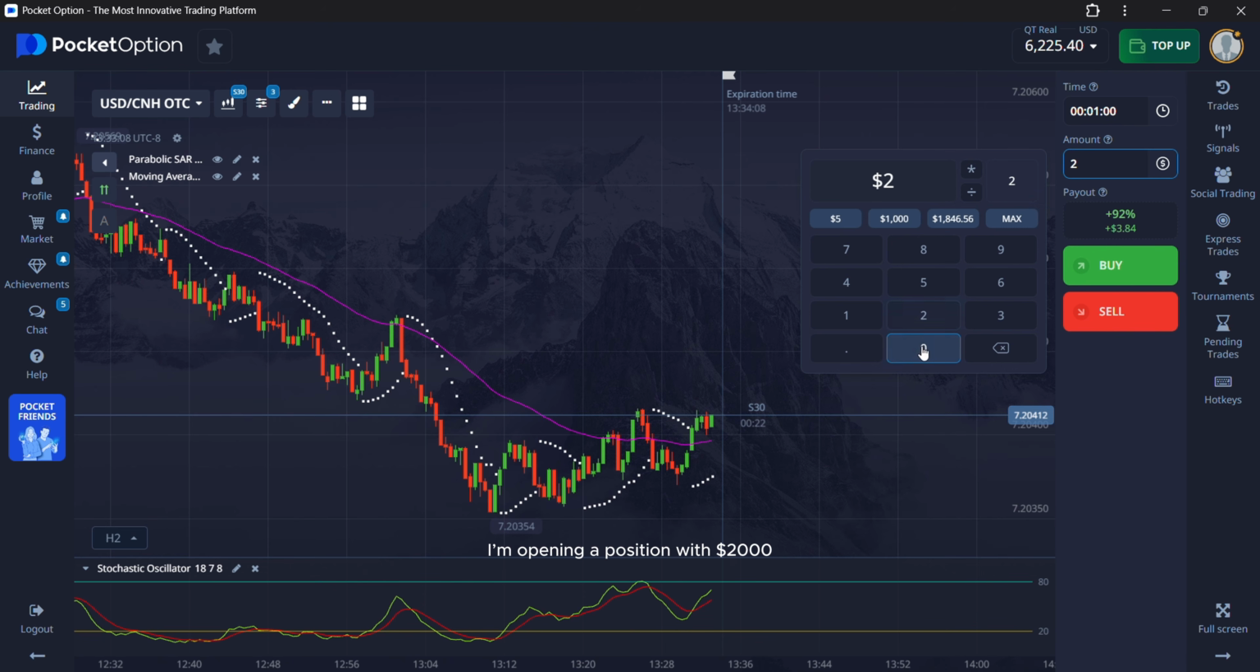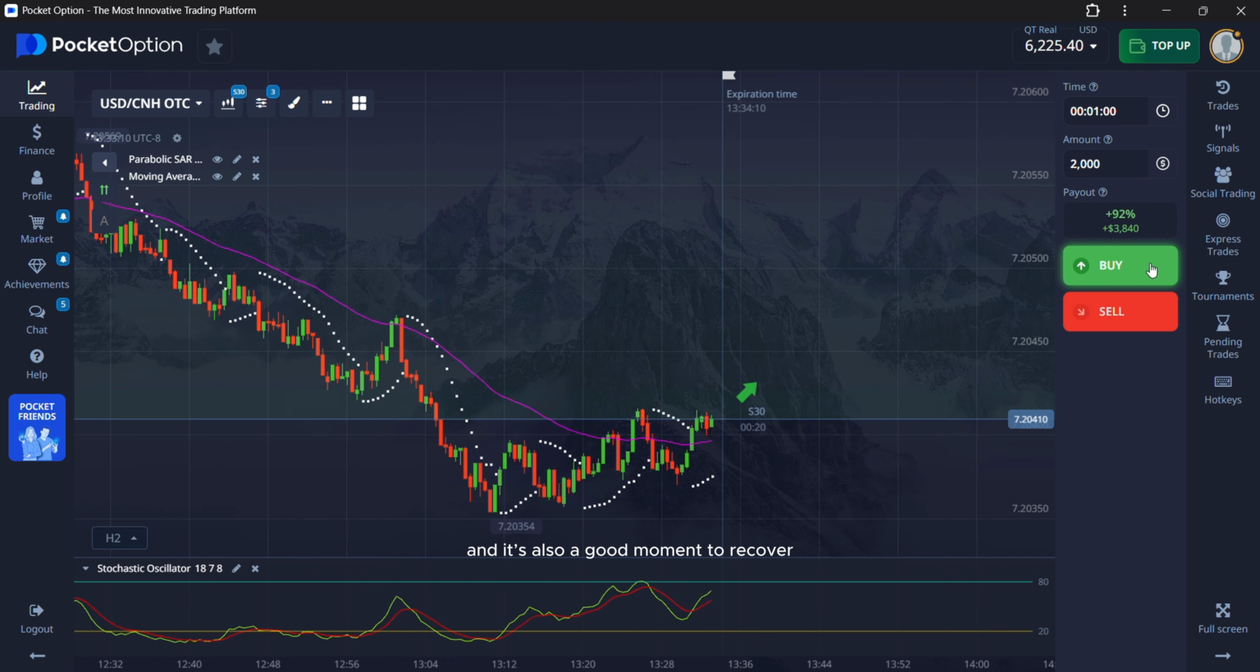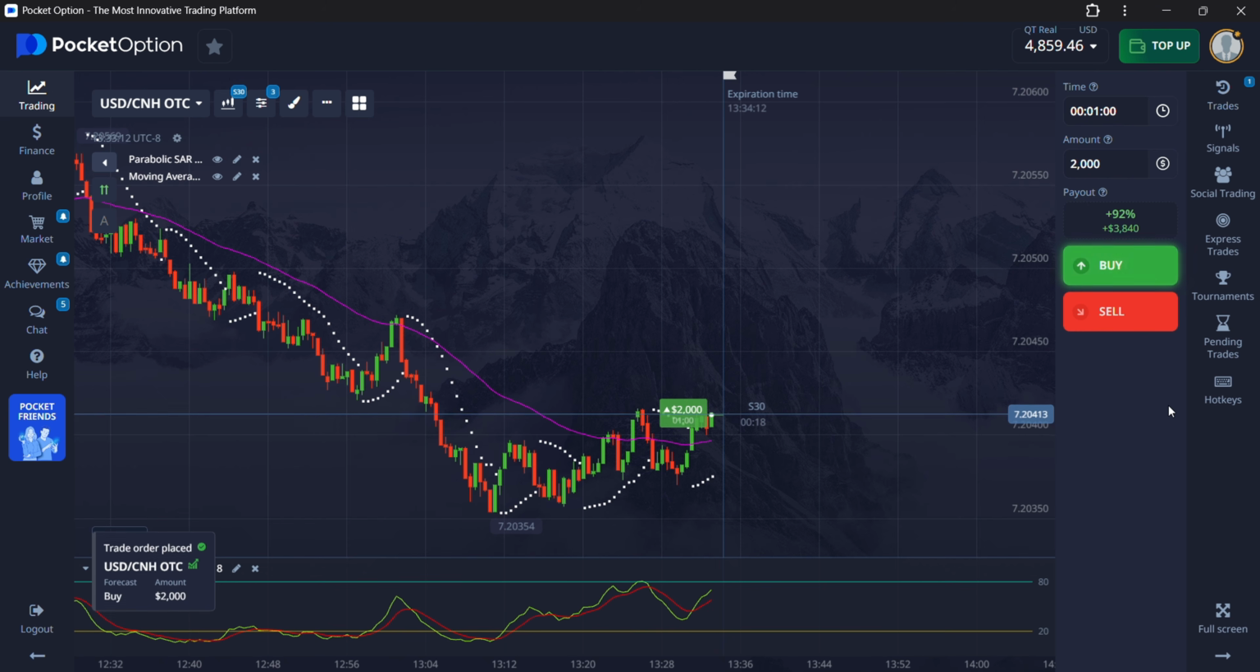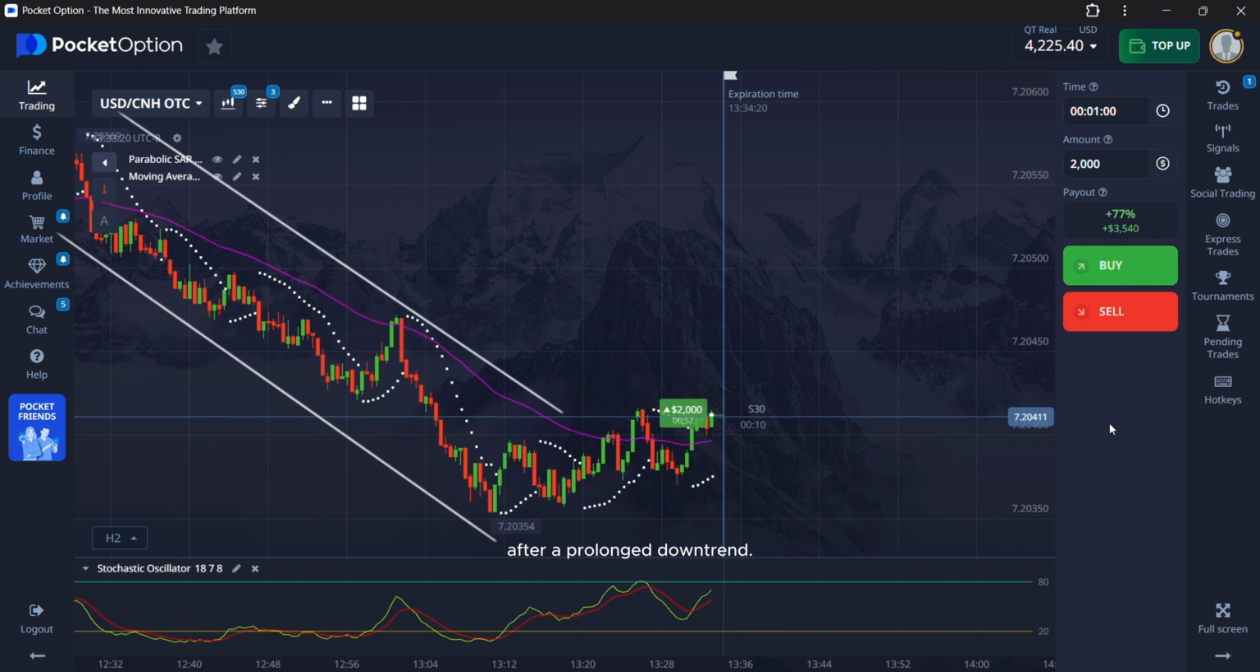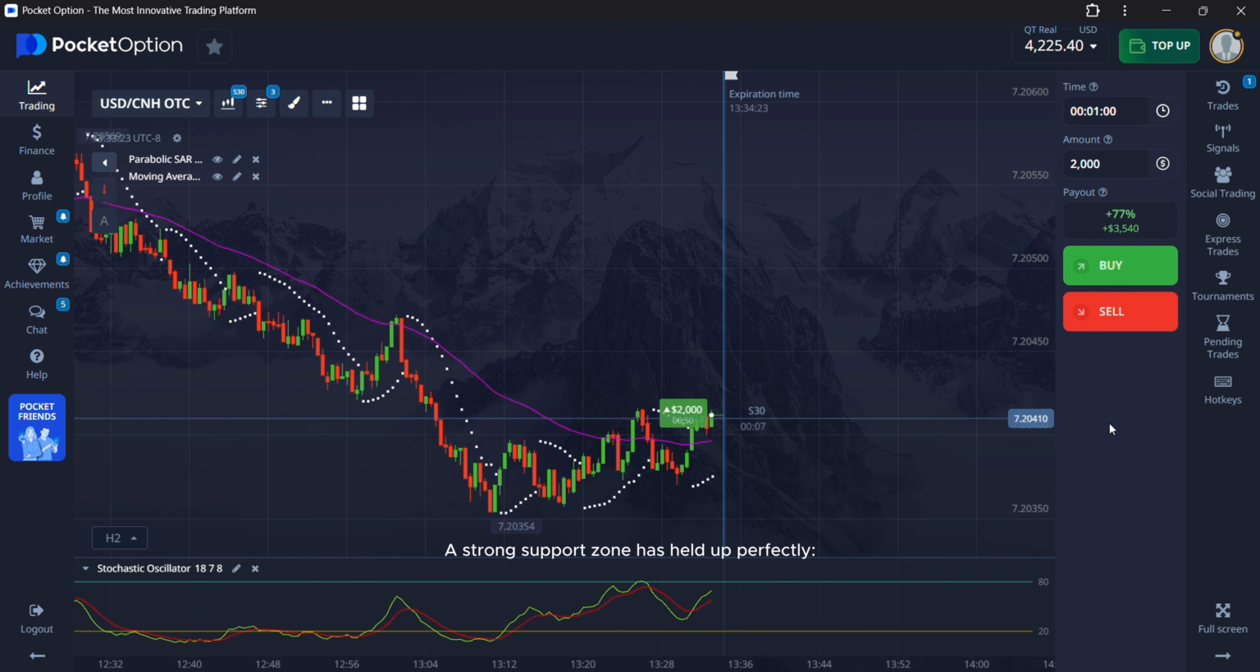I'm opening a position with $2,000, and it's also a good moment to recover from the previous trade. So, the US dollar and the Chinese yuan currency pair is entering a reversal phase after a prolonged downtrend. A strong support zone has held up perfectly. The first bounce gave us an early signal, and the second test confirmed that buyers are firmly defending the level.